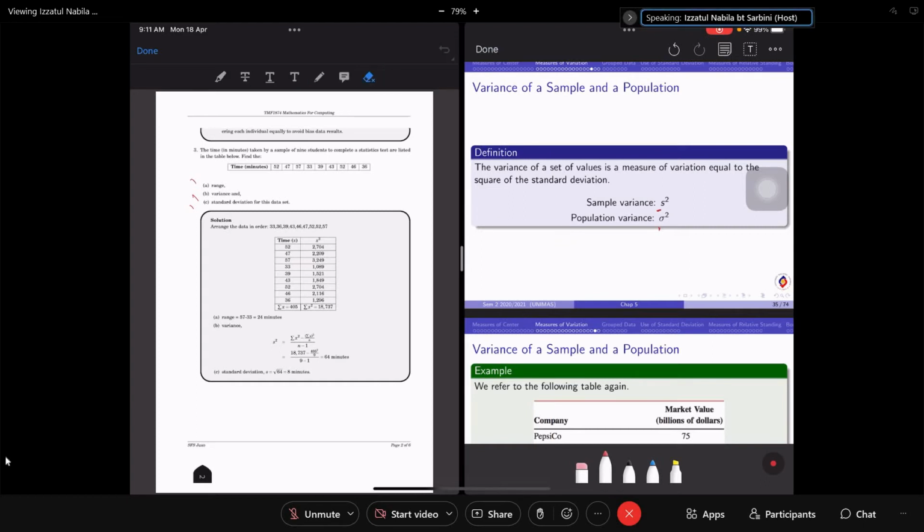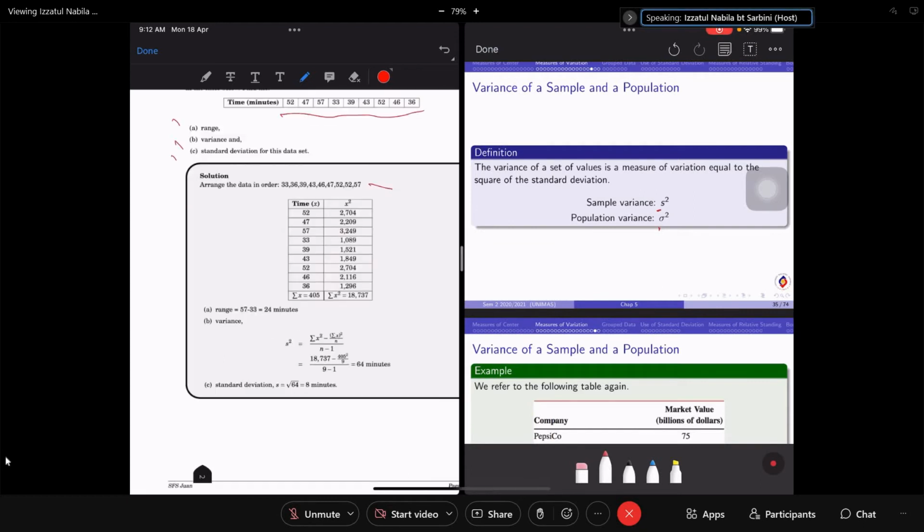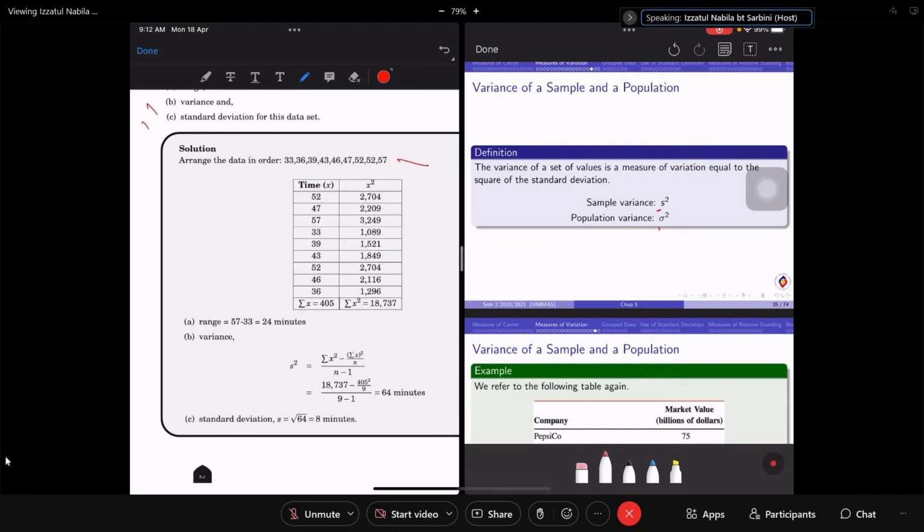All right. Okay, for the range, for question 3, you are given this data here. So you arrange it in order, because we always start with arranging the data in order, right? Because we want to see the minimum and the maximum. Don't want to make a mistake later. As for the range, very straightforward. Maximum minus minimum. Hope you guys can see this. So maximum minus minimum is 24. The maximum is 57 minus 33, so it's 24.